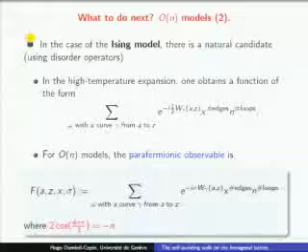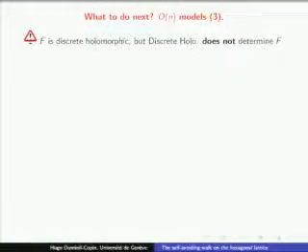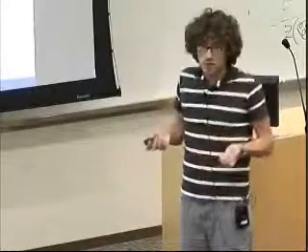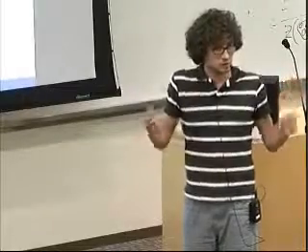And so with that, you can try to do the same thing as in the self-avoiding walk. You will have the same problem. So first, F is discrete holomorphic, exactly as before, and so that's basically the same proof. But as before, the discrete holomorphicity does not determine your function. So you have the same problem.